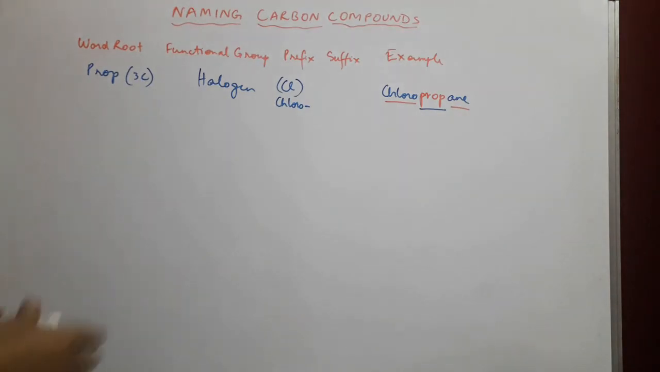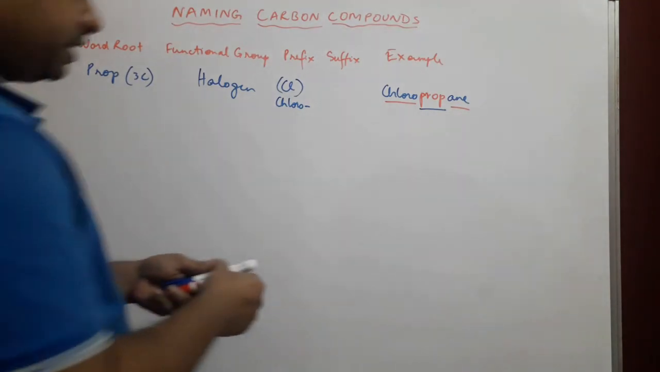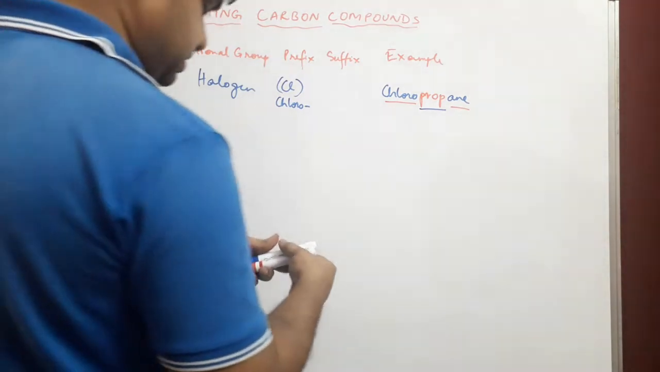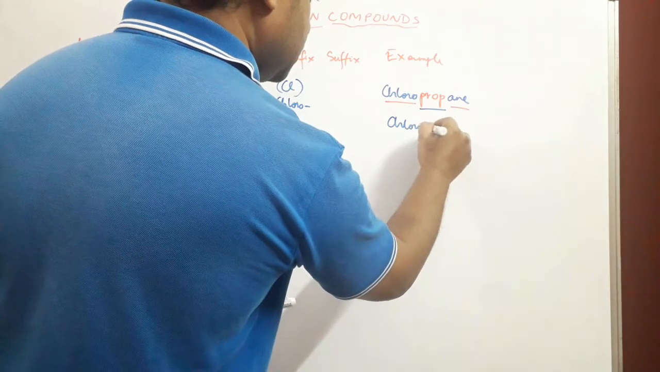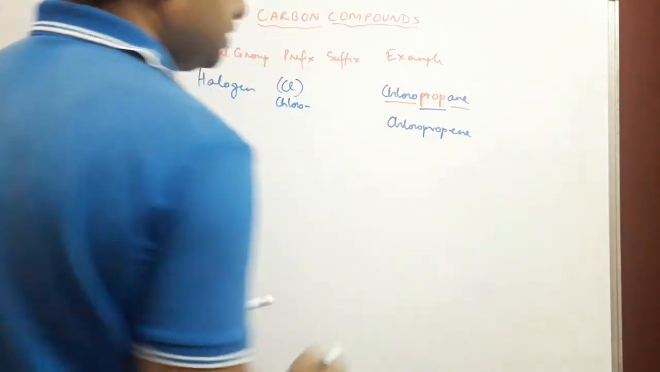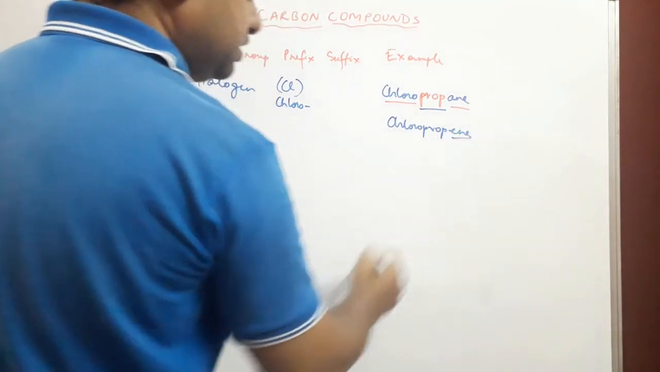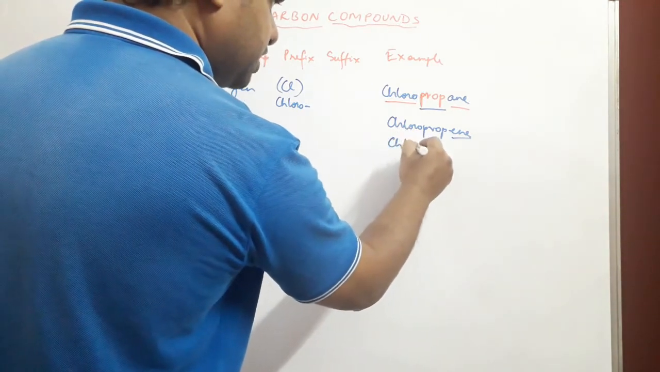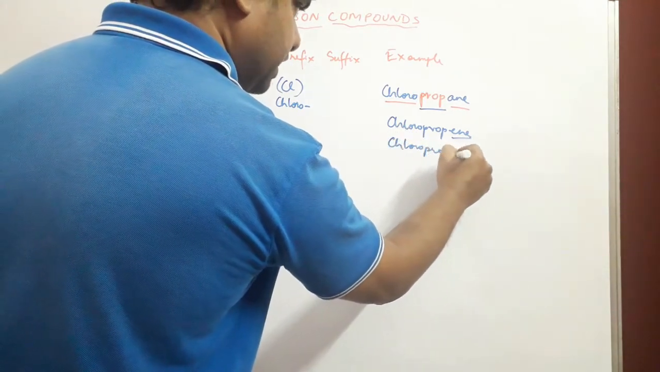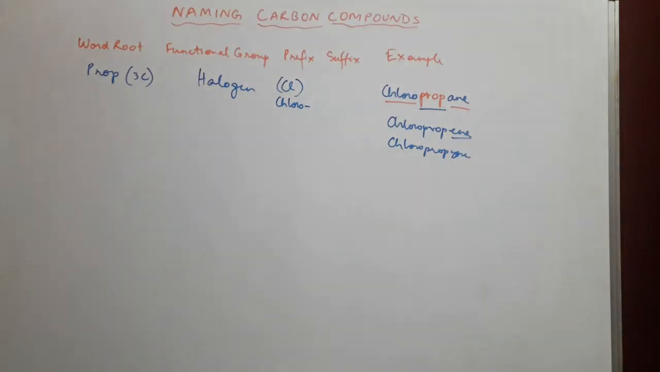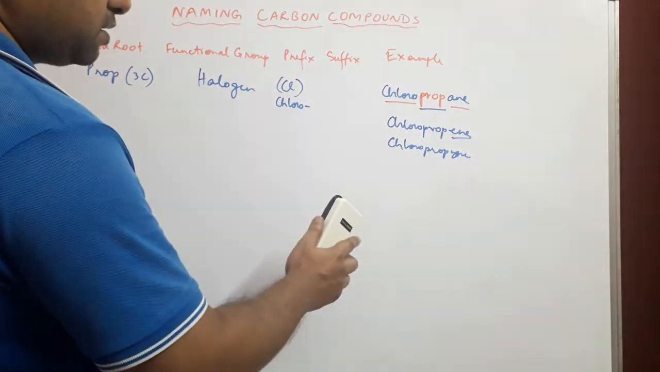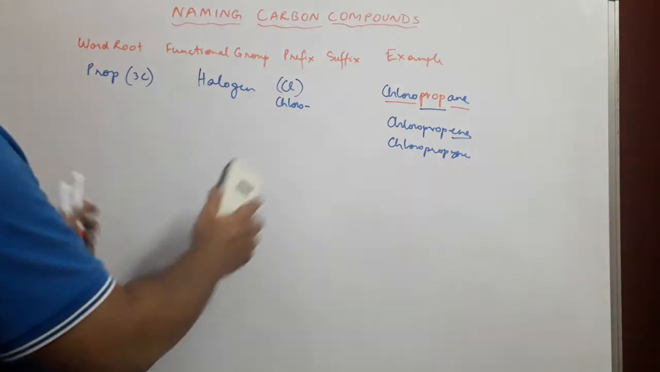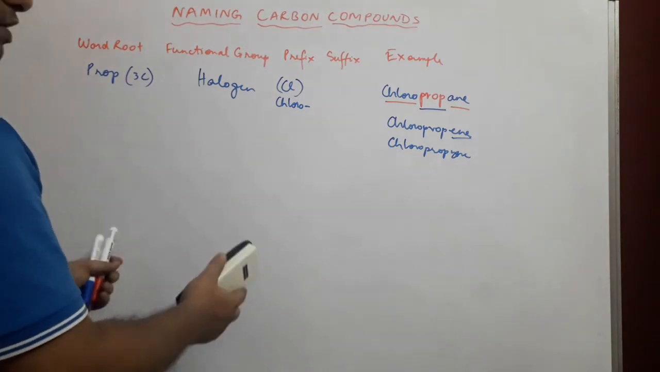Okay, in case there were double bonds, then it would have looked something like this. It would have said chloropropene. Okay, you see this ene, and in case of a triple bond it would have been chloropropyne. Okay, this is how it would have looked. So let's stick to only single bonded compounds when we are learning about various functional groups.